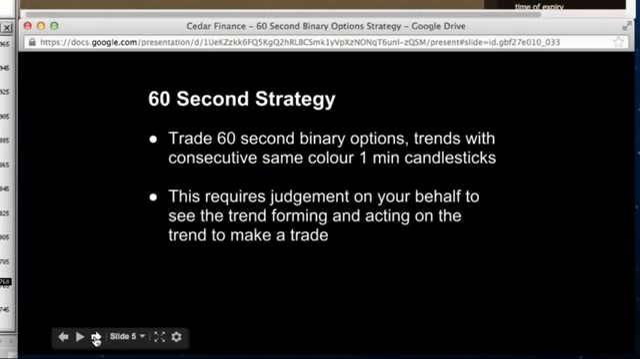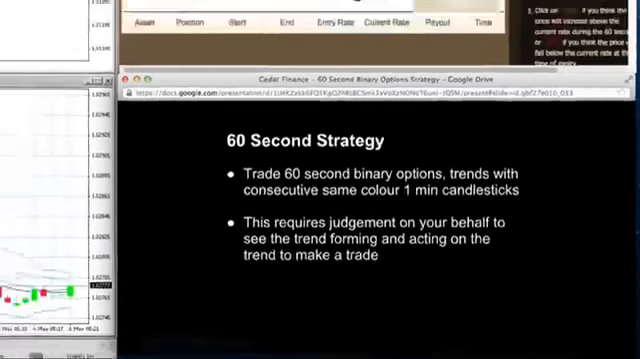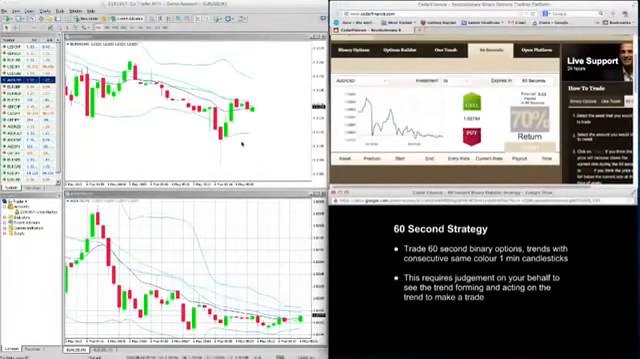So onto the strategy, the 60-second strategy. We're going to trade 60-second binary options. We're looking for trends with consecutive same color 1-minute candlesticks. In this particular one, we're looking for a trend when we see 3 different same color candles.